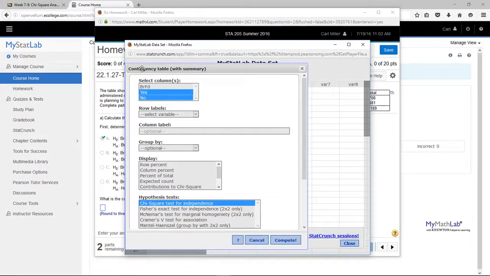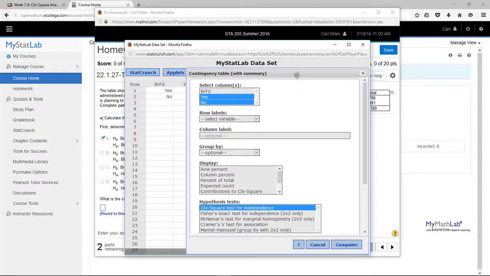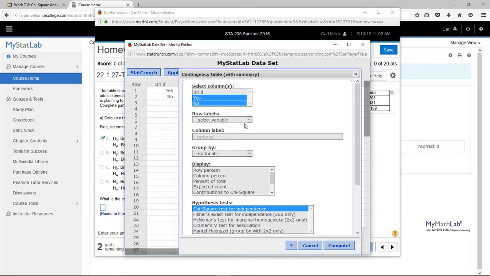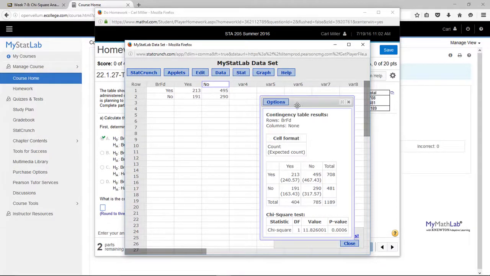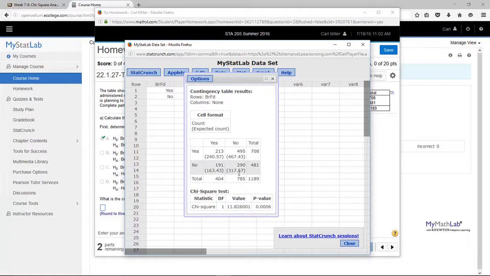And what that corresponds to is whether they had an epidural or not. The row labels are in this first column, so that's where I called it BRFD. And then you can also add to show the expected counts. And then click compute. And then this is the table that's going to help us with the homework.